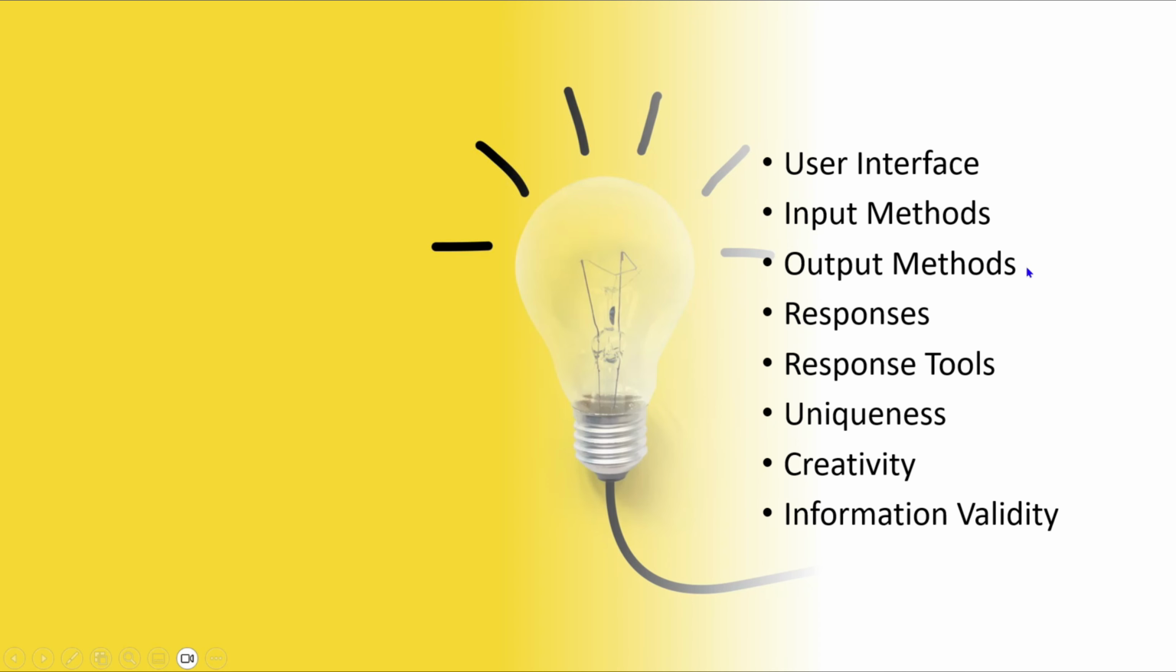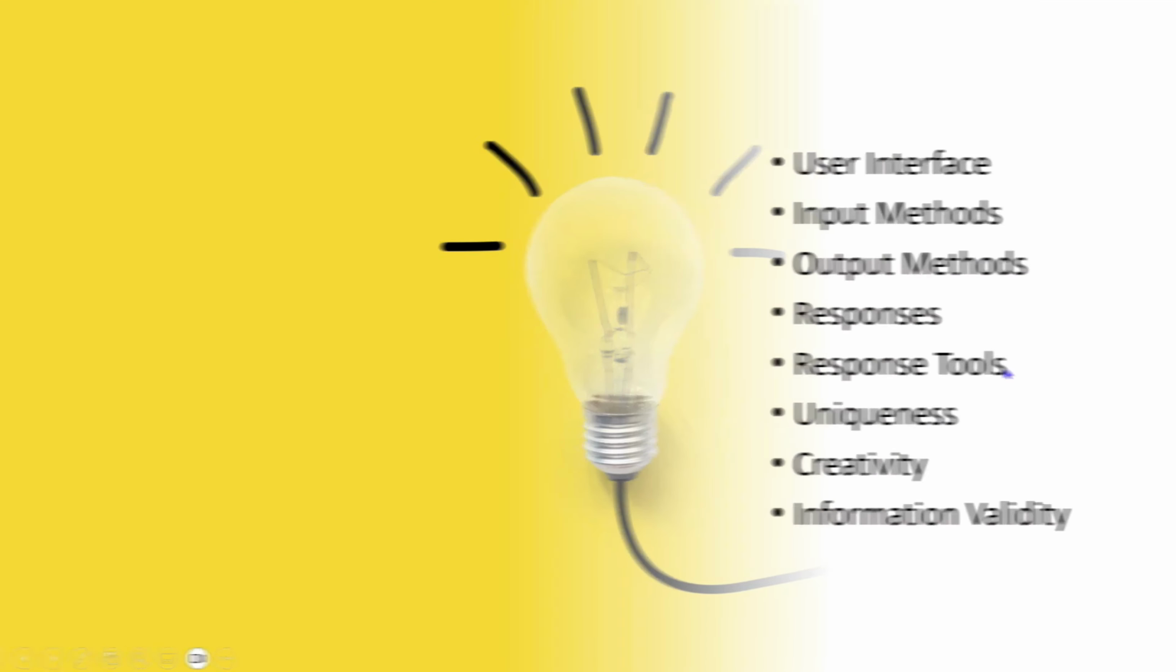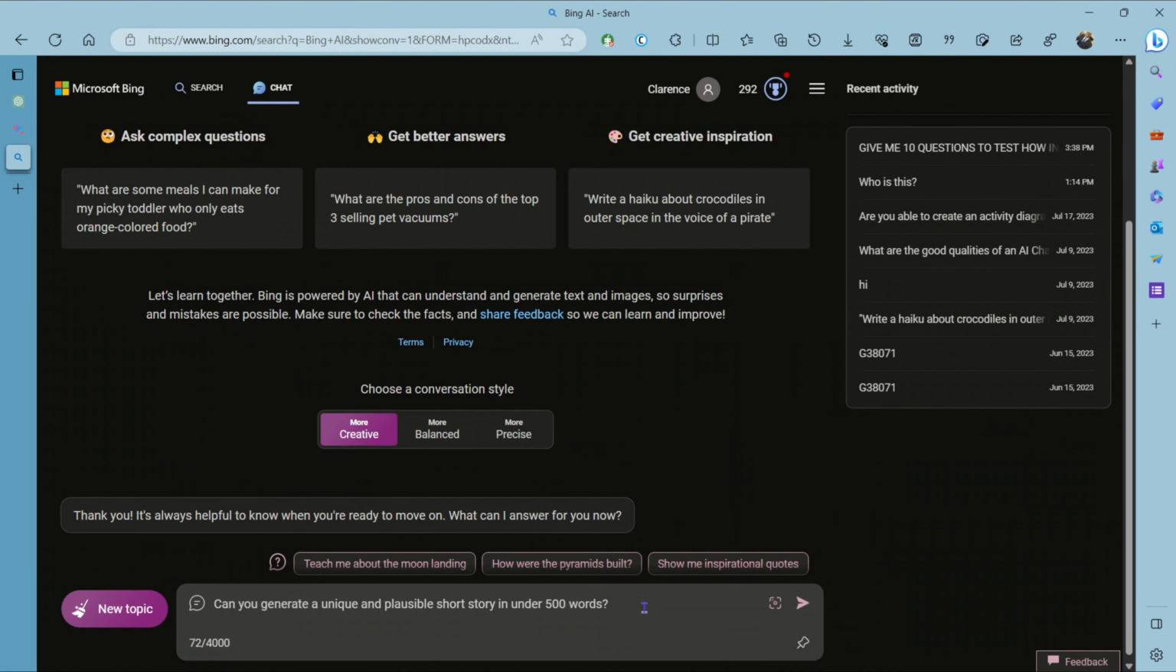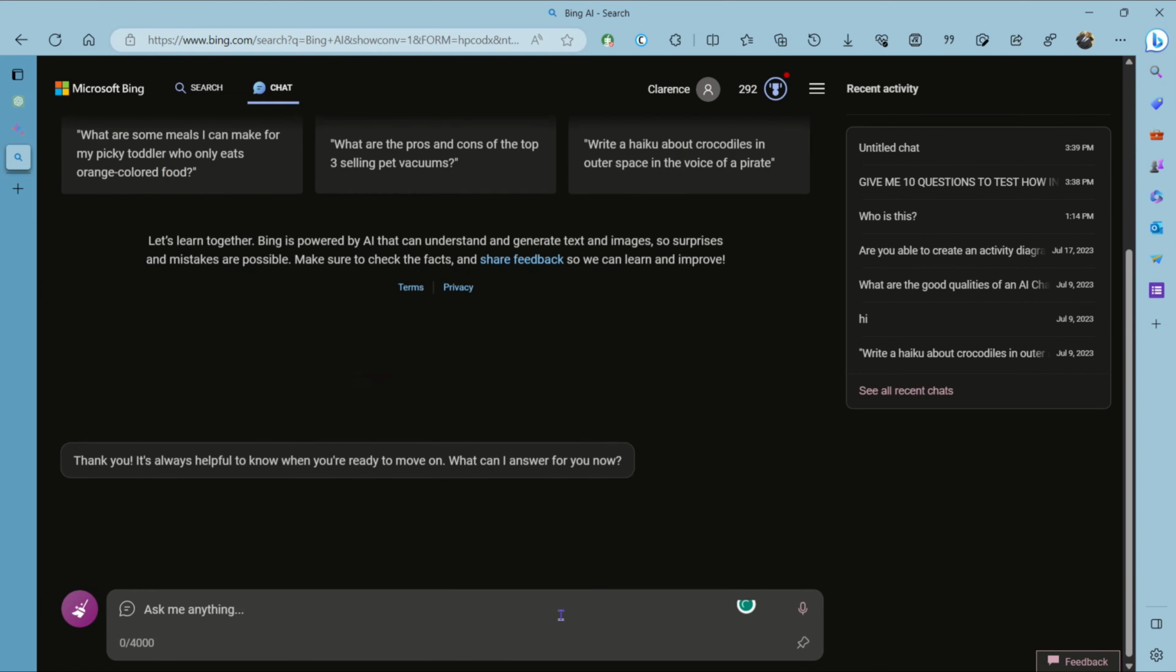When the AI chatbots give us the responses, what are we able to do with the responses? So we're going to be looking at the output methods and the response tools. Okay, so let's check it out. All right, so I started off with Bing Chat, pasted the question there, as you can see, and we're going to press return.